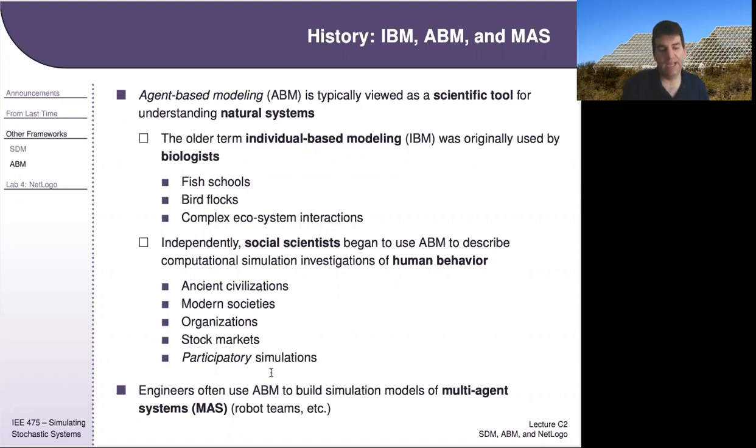Engineers picked up on them, and so in engineering, we often refer to them as multi-agent systems, or we will use agent-based modeling simulations to capture multi-agent systems. And these are things that people worry about, you know, multi-robot systems, multiple drones in a battlefield. How do they interact with each other when you scale up the numbers? And these are the types of things you often see simulated in these simulators.